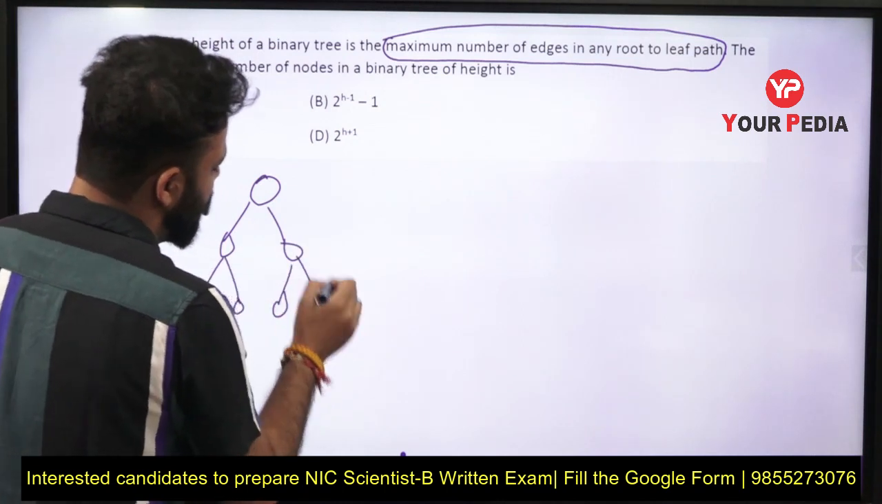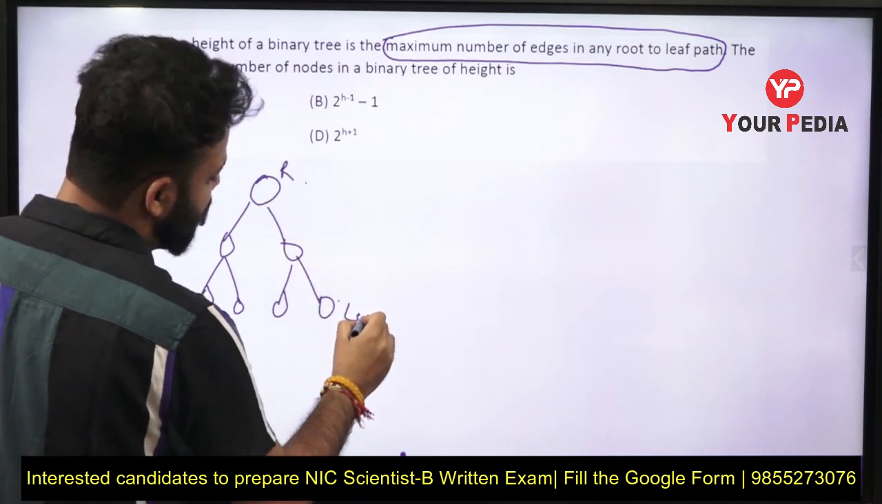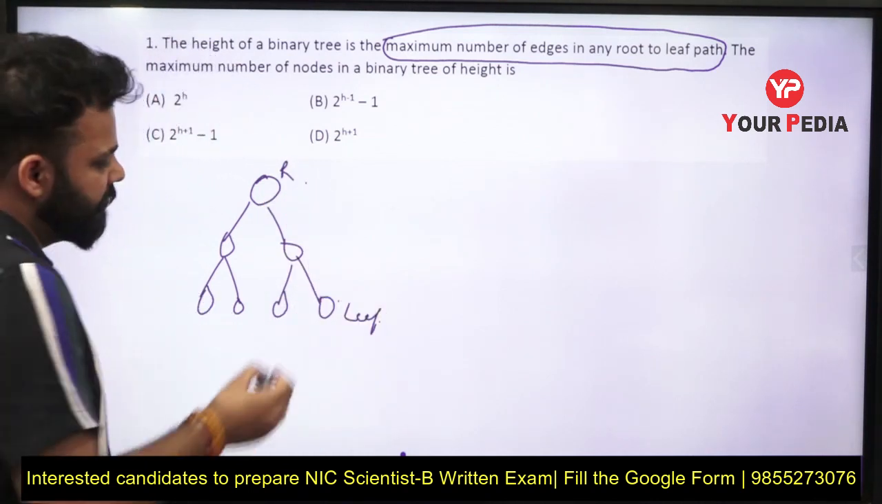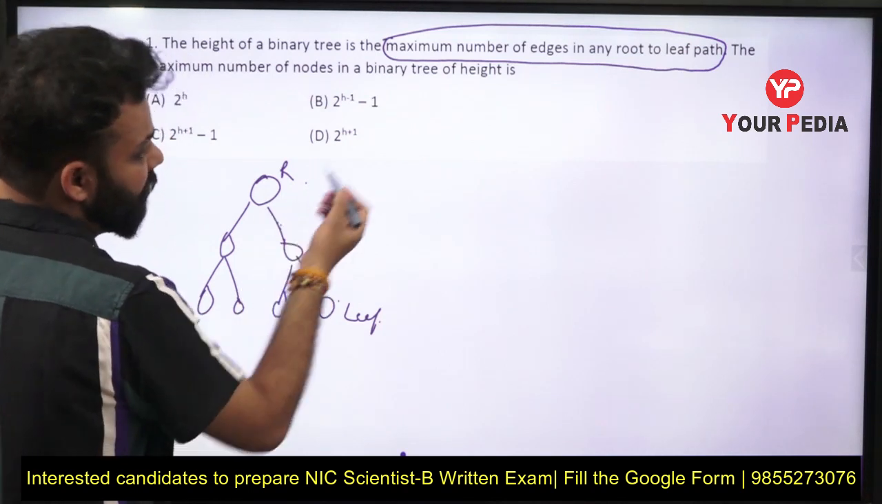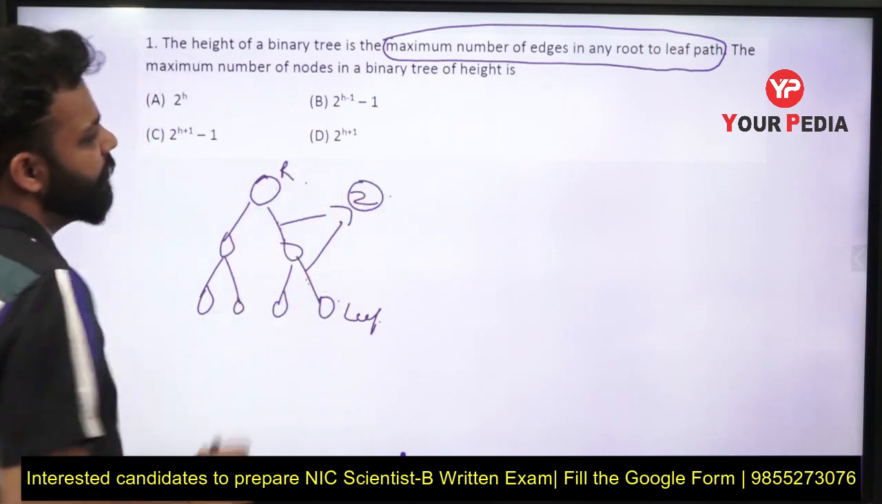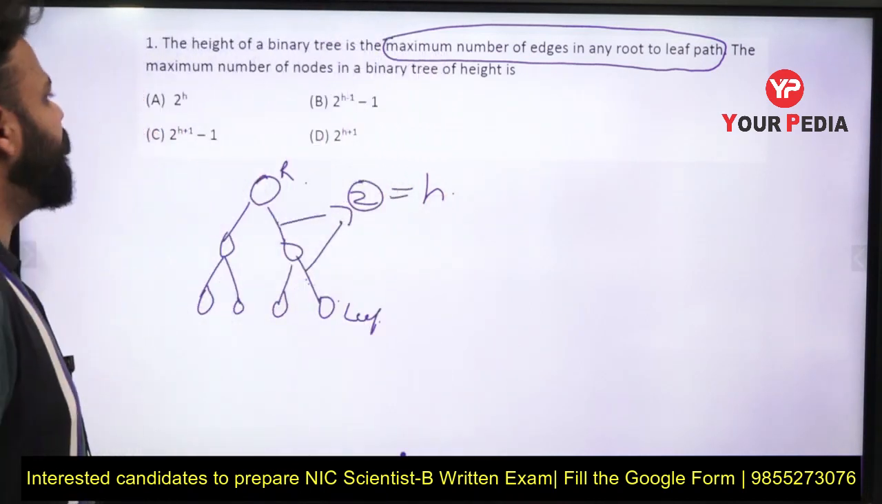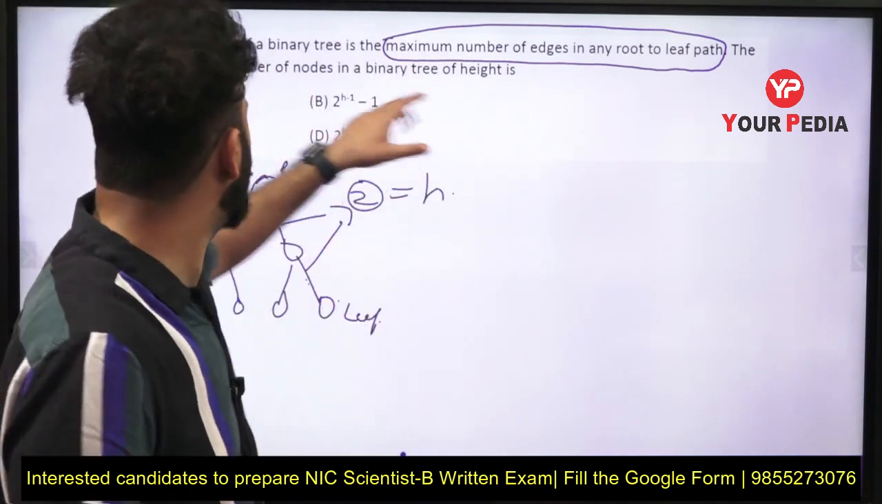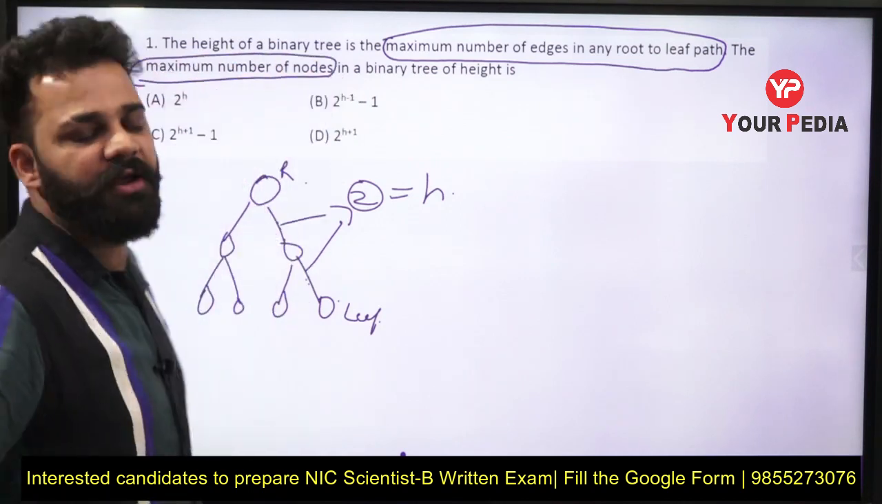So as you can see, this is the tree. Now from this root to this leaf, the maximum height is, so the height is the number of edges in between. So the number of edges is 2. So this is the definition of height, which is equal to h. So it is asking, if you have the height h, then what is the maximum number of nodes in a binary tree of height h?